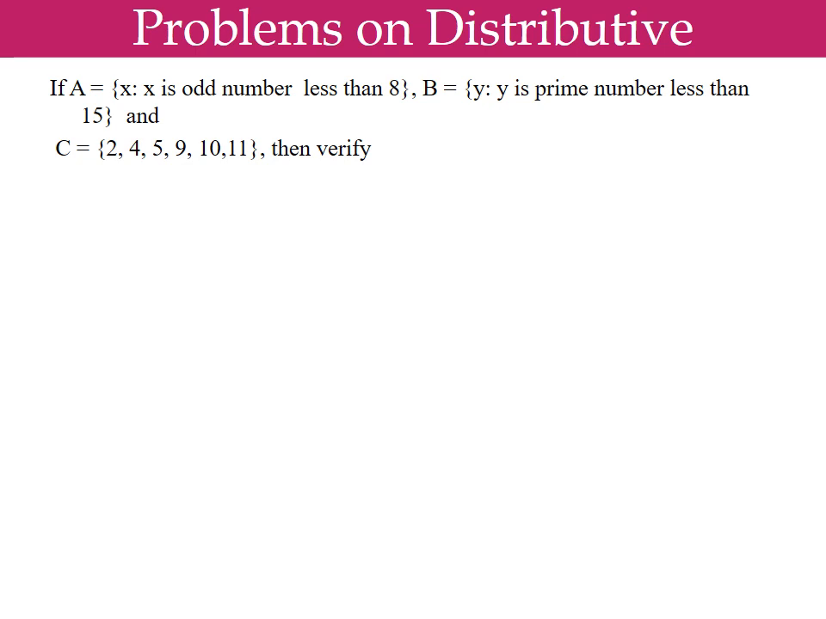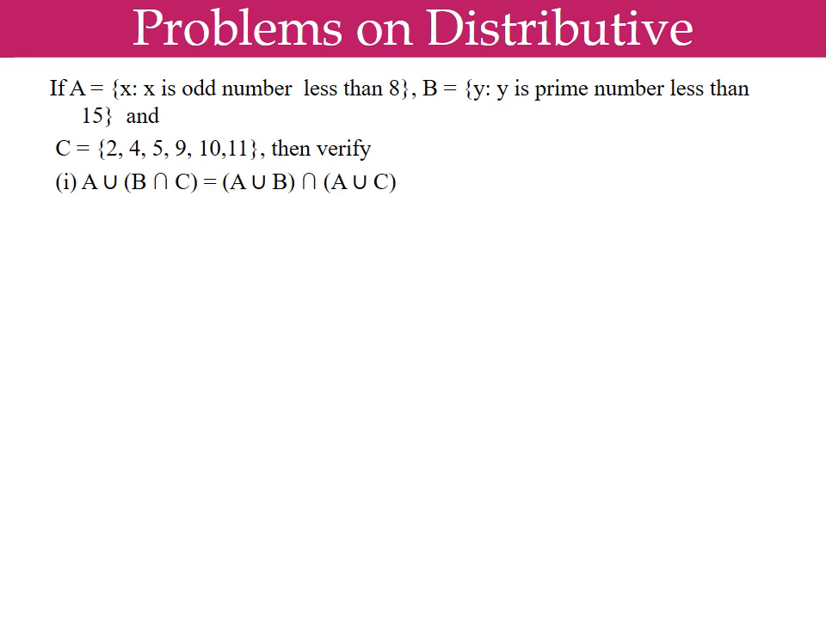So we'll discuss one problem by using the distributive property. Look at the sets. If A is equal to the set of all x such that x is an odd number less than 8. What do you mean by odd number? Obviously, it is 1, 3, 5, 7, like that it is going on. Less than 8 means the last number will be 7. Take second set B. It is the prime numbers less than 15. We know what a prime number is. And C is given as {2, 4, 5, 9, 10, 11}.